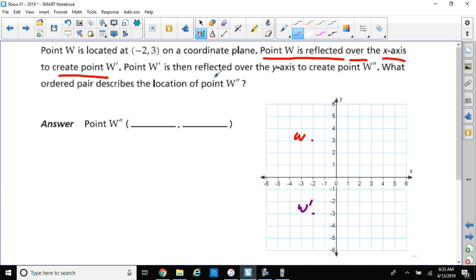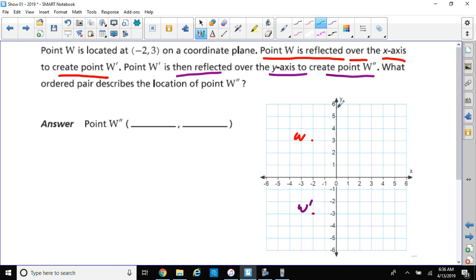Point W prime is then reflected. Okay, then they're doing another reflection over the y-axis to create point W prime prime. Okay, what is the ordered pair? What ordered pair describes the location of point W prime prime? Okay, so there's a reflection one more time, and this time we're going to use the y-axis.